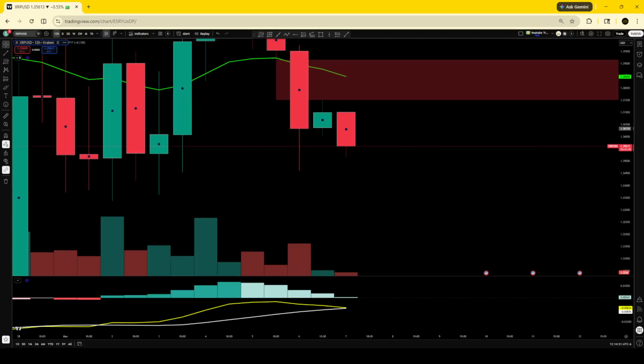Long wicks often show rejection. For example, if price moves upward during a candle, but then falls back down before closing, you'll see a long upper wick. That tells you buyers tried to push price higher, but sellers pushed it back down before the candle closed. And that is also called a rejection.